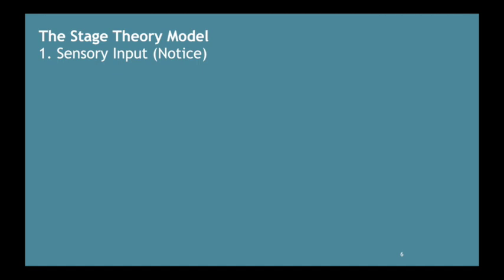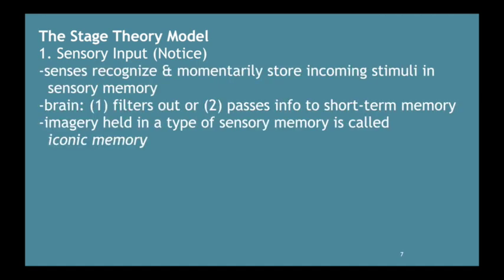The first is sensory input. Notice. Senses recognize and momentarily store incoming stimuli in sensory memory. So if we see something, it gets into our sensory memory. In that case, the brain either filters out the sensory memory if it's not memorable or not useful, or it passes this information to short-term memory.